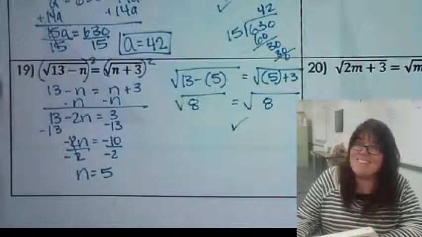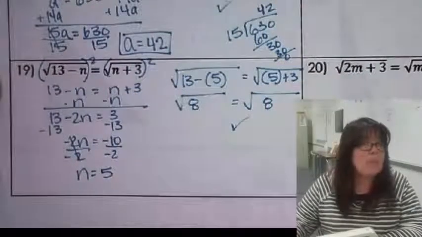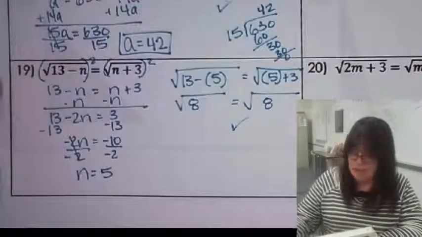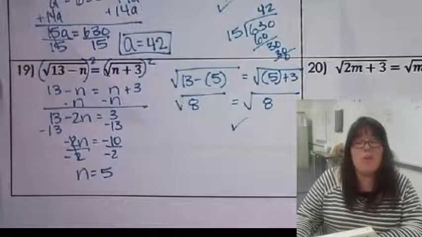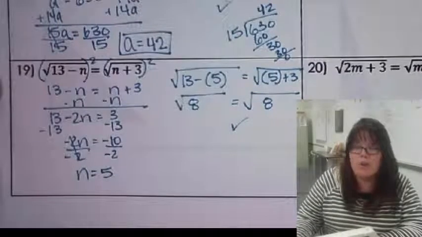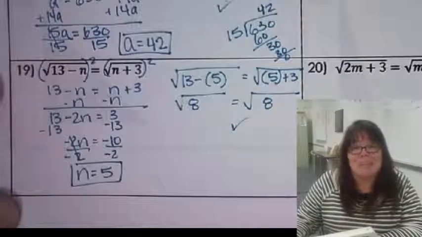All right, looks like it checks out. Square root of 8 does in fact equal square root of 8. Now we could go on to simplify that and make it 2 square root of 2, but for now we can see that they're equal, and since the point was to make sure that it is true and that it does work, we can stop there. And we have in fact confirmed that n equals 5.